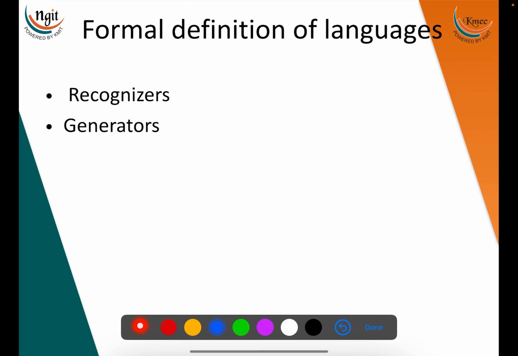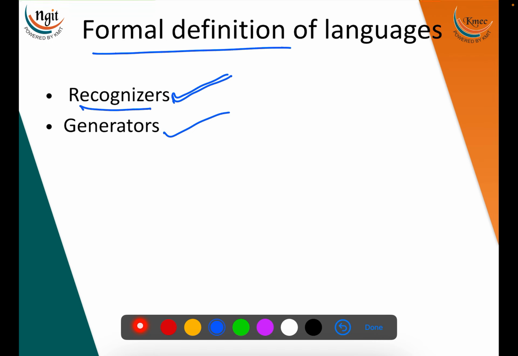Now, the formal definitions of languages. There are 2 formal definitions of a language. One is recognizer, the other one is generator. What do you mean by a recognizer? A recognition device reads input strings of the language and decides whether the input strings belong to the language or not. Let's see the example: syntax analysis of a compiler.